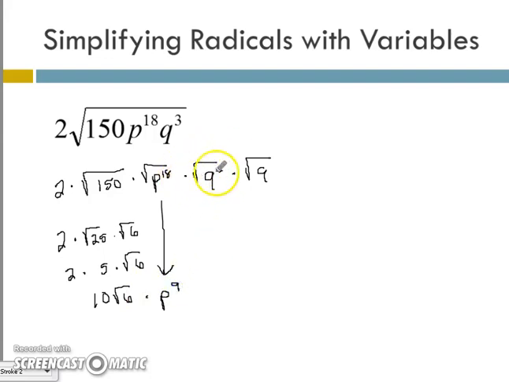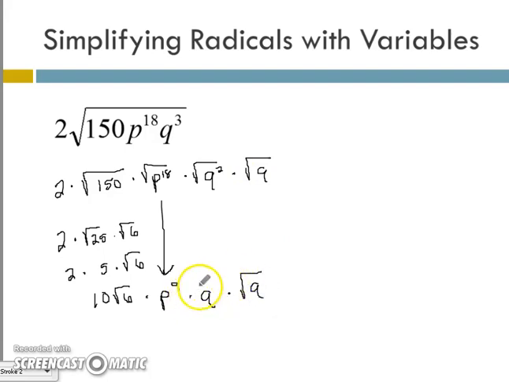And then times q squared, it's a perfect square. So we multiply q times q to get q squared. So the square root of q squared is q. And the last one, just still having q inside our square root.